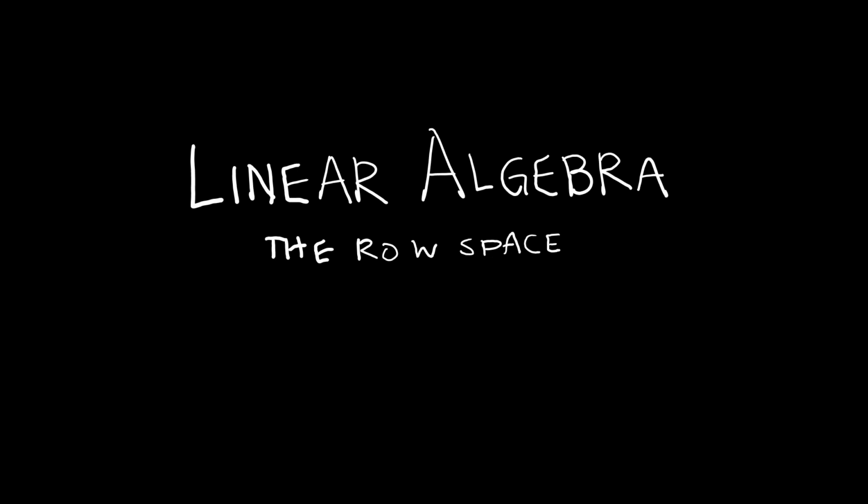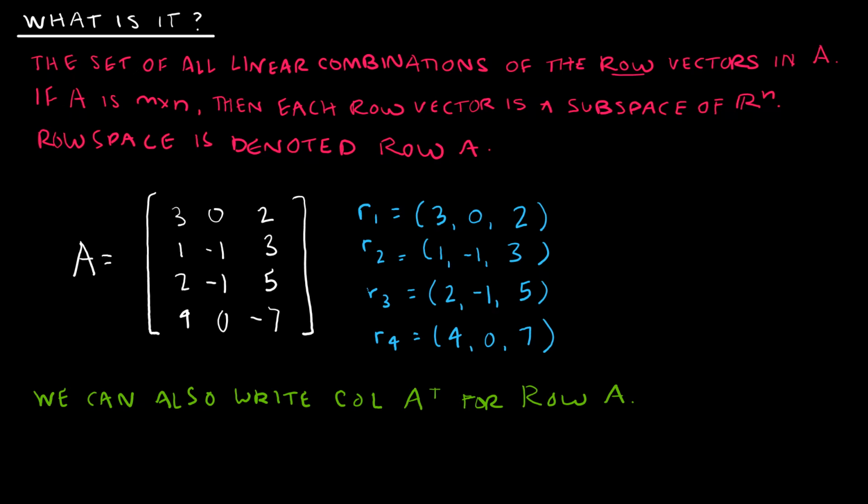In this video, we will talk about the row space of a matrix. What is the row space? Well, it is the set of all linear combinations of the row vectors in A. So if A is m by n, then each row vector is a subspace of Rn, which makes perfect sense.